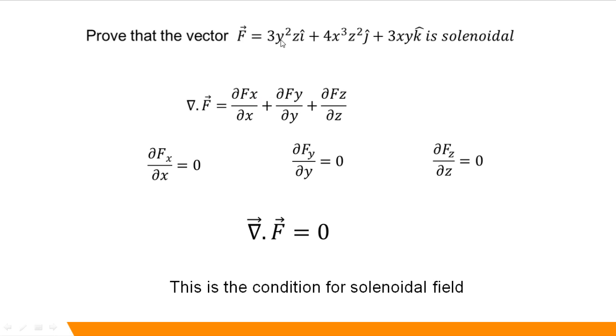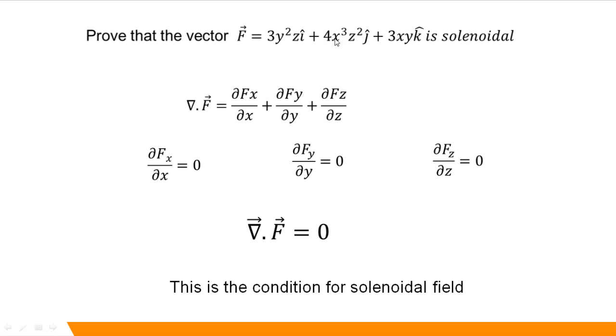Now first differentiate 3y²z with respect to x. There is no x component, so 0. Similarly, the y component is 4x³z². There is no y component, so differentiating with respect to y gives 0. And for the z component, 3xy, differentiate with respect to z. There is no z component in this, so 0. That means the first, second and third terms are all 0, so in general del dot F equals 0.